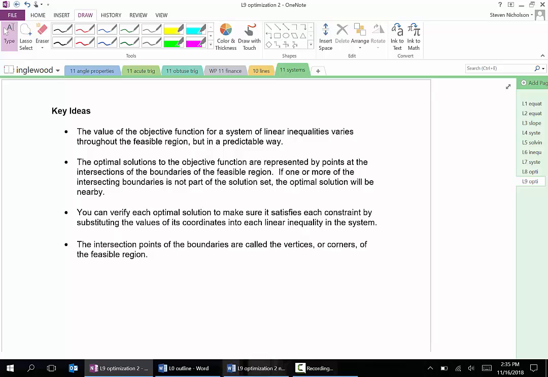The optimum solution to the objective function is represented by points at the intersections and boundaries of the feasible region. So that's the idea that you don't have to worry about every single point, just a few, right? That's when I said corners. Again, you can verify each optimal solution to make sure. That's why we figured out all the values. And the intersection of the boundaries are called vertices or corners, and that's the word I like to use.